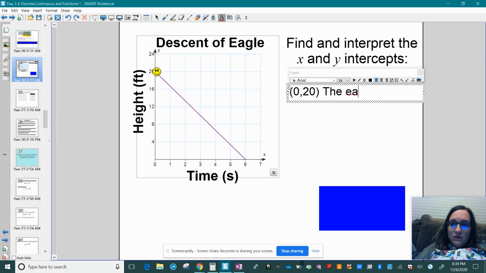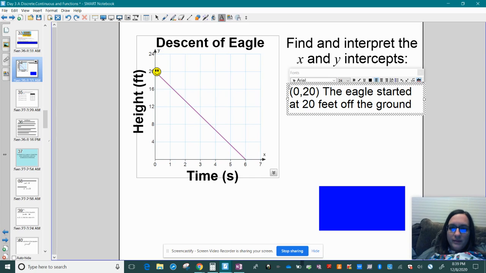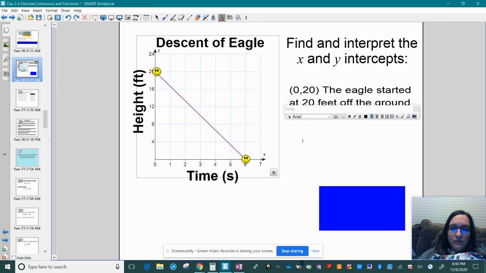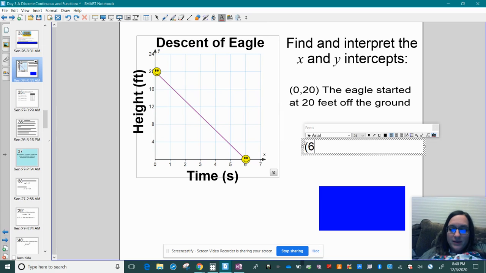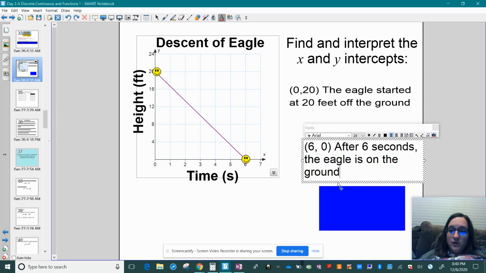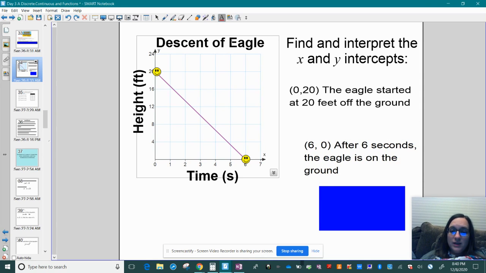The eagle started at how many feet? 20 feet off the ground. Our time in seconds, if we're looking for our y-intercept, we already found it. Now if we're going for our x-intercept, our x-intercept would have a value for x, and y would be 0. After how many seconds? 6 seconds. Eagle is on the ground. So it dove all the way to the ground. That's where it's going.